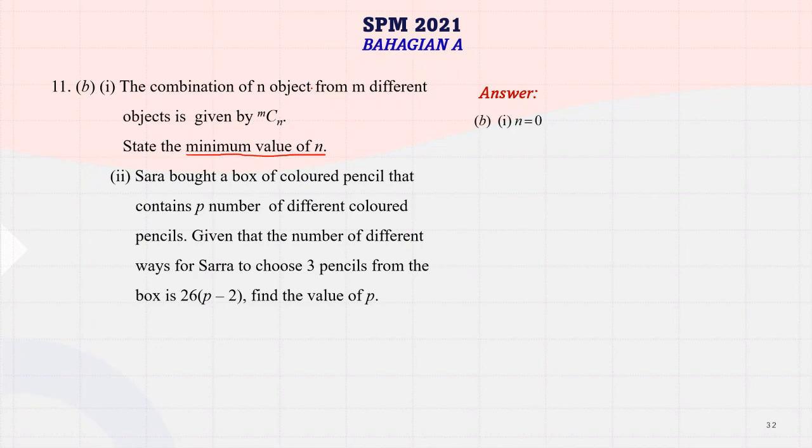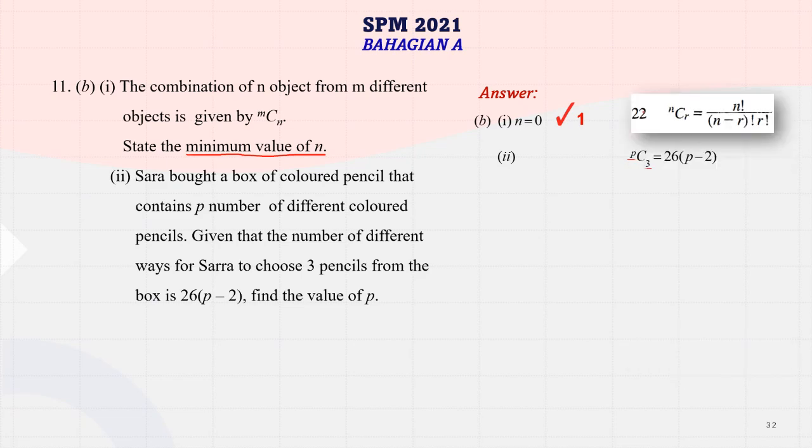Okay, now kita pergi pada nombor 11. Sarah bought a box of colour pencils that contained p number of different coloured pencils. Given that the number of different ways for Sarah to choose 3 pencils from the box is 26p minus 2, find the value of p. So dia ada beli colour pencil, nak pilih 3 je. So this one also kita tak perlukan susunan. This is C as well. So dia ada p pencils, dia nak 3. pC3 equals 26p minus 2.